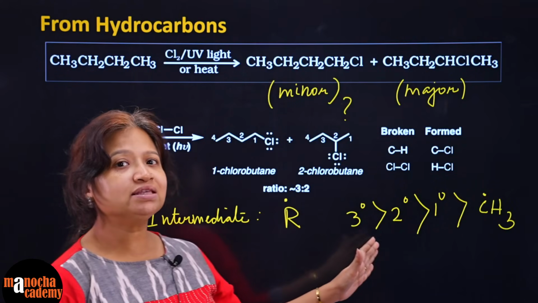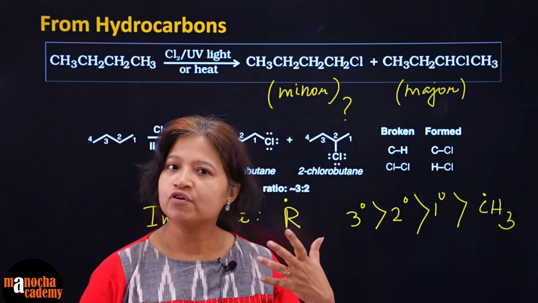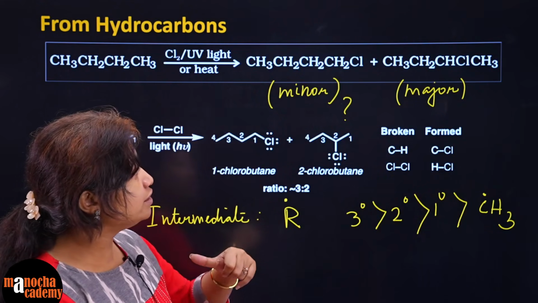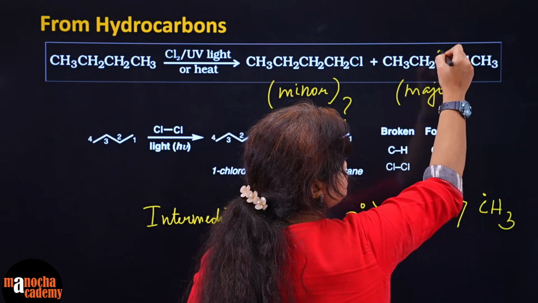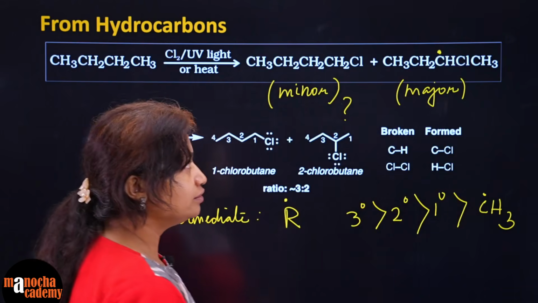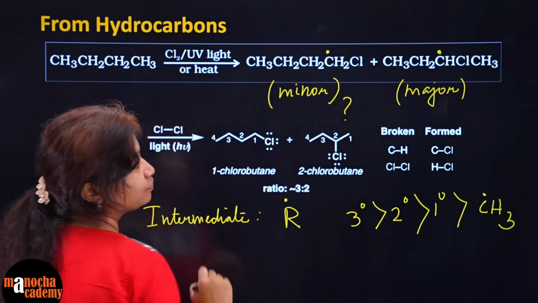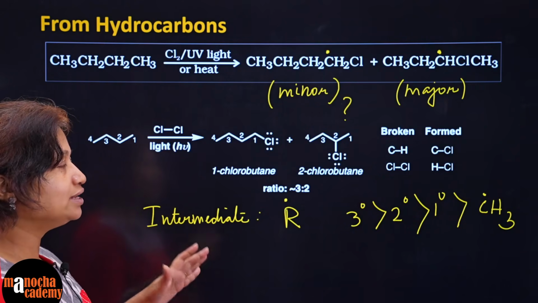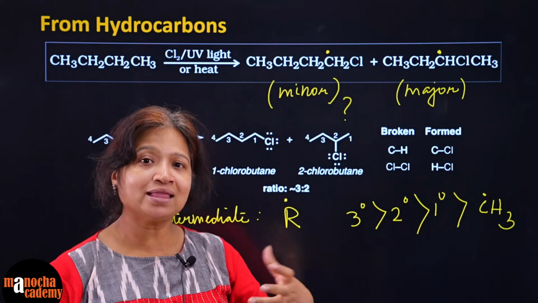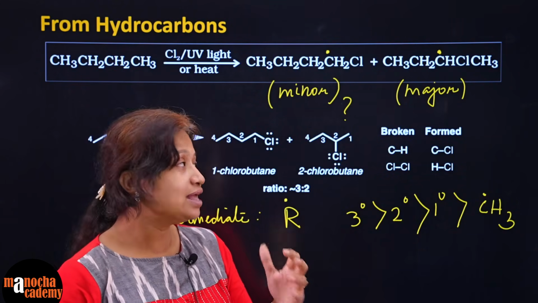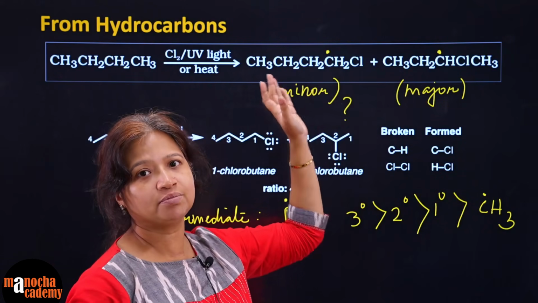So the more stable the free radical, the faster the product is formed, and the faster product will of course be the major product. As you can see here, since Cl is bonded to a secondary carbon, the intermediate was a secondary free radical, and for this the intermediate was a primary free radical. And as I told you, you have to write this answer like this. Why is this major? Because the secondary free radical is more stable and thus formed faster than a primary free radical. Accordingly, this product is major, this product is minor.